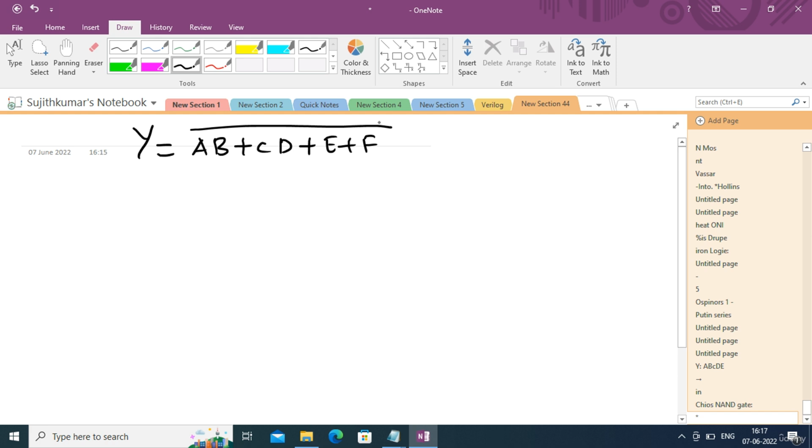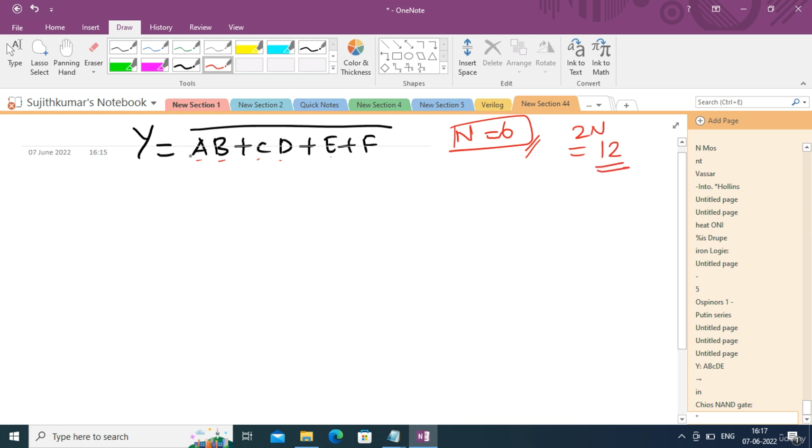cd plus e plus f, right? So this is the Boolean expression I am taking. So the circuit will be somewhat bigger because as you can see we have a lot of inputs here. So the number of inputs here is 1 2 3 4 5 6 inputs. So the circuit will contain 2n number of transistors, that is 12 transistors.